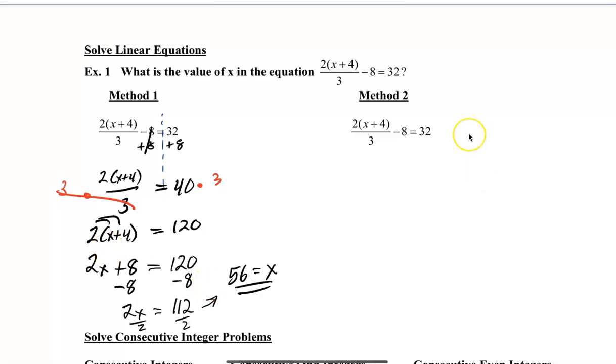What's the other way to do it? Well, the other way to do it, like we talked about in the previous video, you can multiply everything by the LCD. So this is over 1, it's over 1. LCD here is pretty simple, it's just going to be 3. So we're going to multiply everything by the LCD. Multiply everything by the LCD of 3.